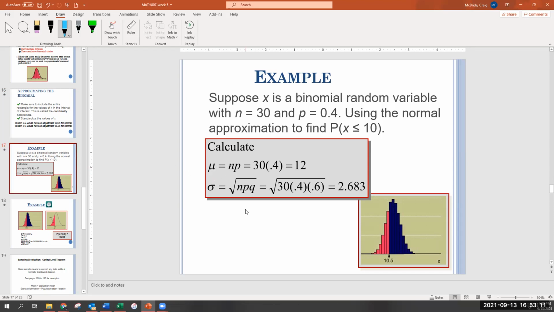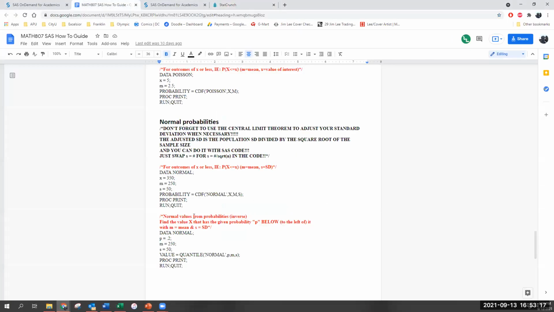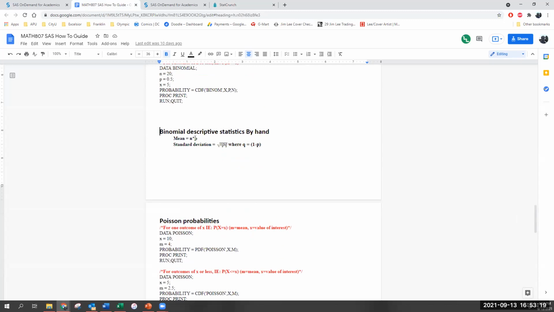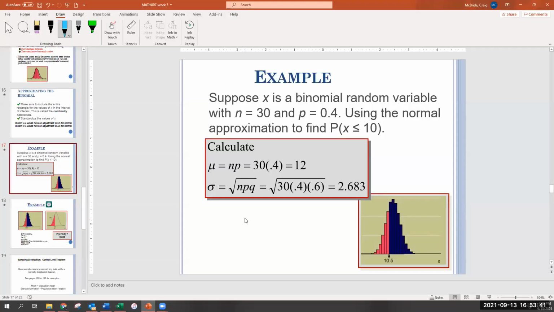The formulas for both of these are very simple. They're also included in the SAS how-to right here. n times p is your mean, and the standard deviation is the square root of npq, where q is just the complement of p. So if the probability of a success is 25%, 0.25, then q is the complement, 0.75, just 1 minus that. So that's how you calculate these things.